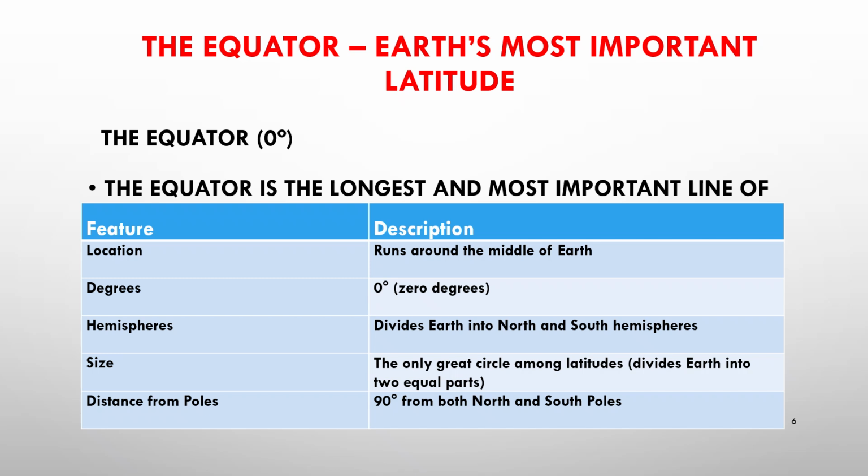regions near the equator experience unique climatic conditions. They are typically hot and receive significant rainfall, creating the tropical ecosystem we see in places like the Amazon rainforest, Central Africa, and Southeast Asia. Okay, so understanding the equator is essential to understanding latitudes, and understanding latitude is essential to understanding geography itself.